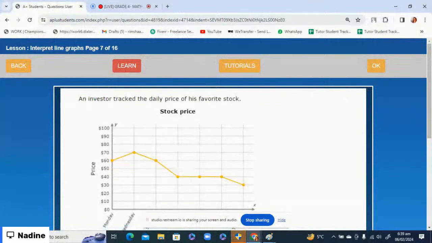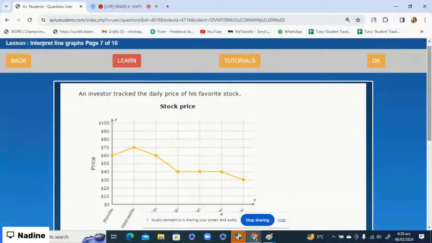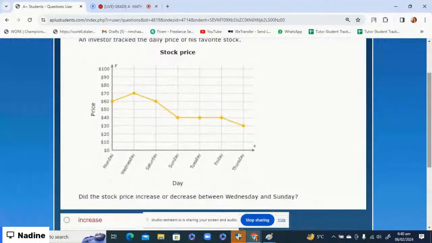An investor tracked the daily price of his favorite stock. The stock price is given. Look at the number of days, every day the stock price is given. Monday to Thursday. Did the stock price increase or decrease between Wednesday and Sunday? So you just check between the Wednesday and Sunday. Here is the Wednesday and here is the Sunday.